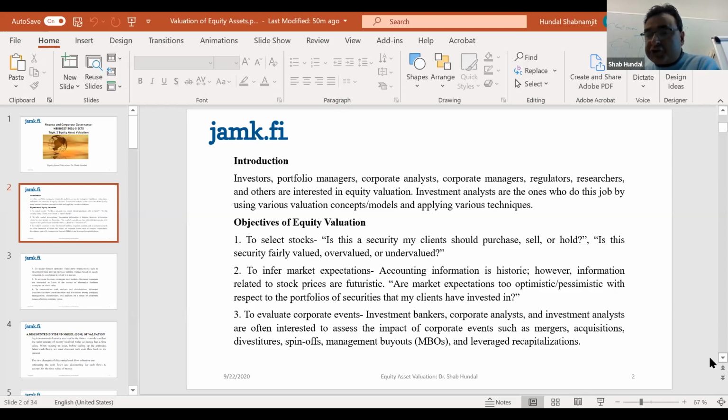Is it going to be a merger, acquisition, divestiture, spin-off, management buyout, leveraged buyout? These are some of the events which happen during the lifetime, the life cycle of the company. Merger is when two companies, company A and company B, come together and become one company called A plus B.